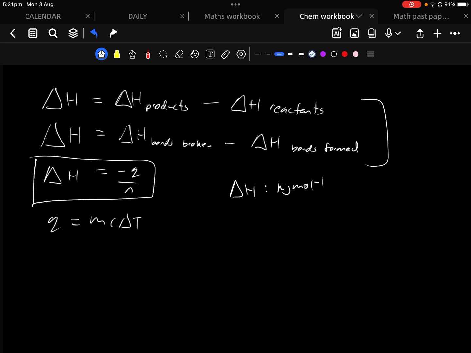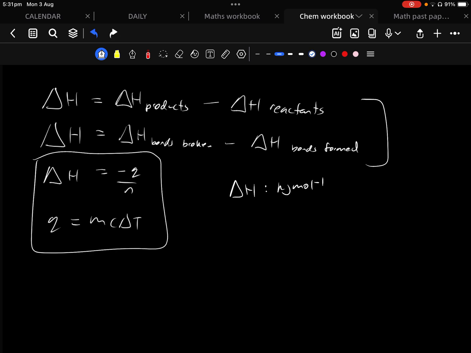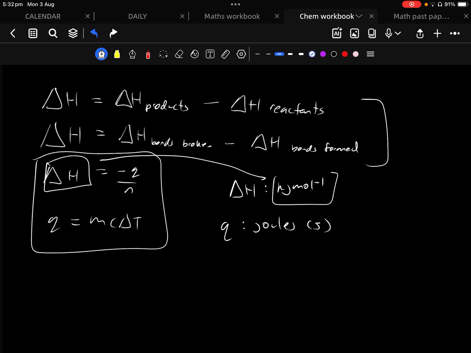This equation to solve for delta H goes hand in hand with another equation, where in order to solve the change in enthalpy, we need Q. And Q is just the energy released. Q is measured in joules. And it's important when we calculate delta H, because it's measured in kilojoules, we must convert these joules into kilojoules.